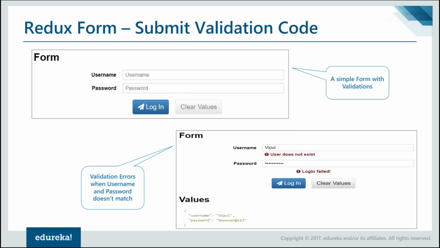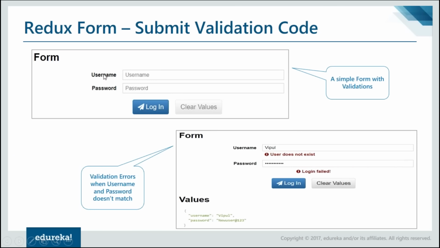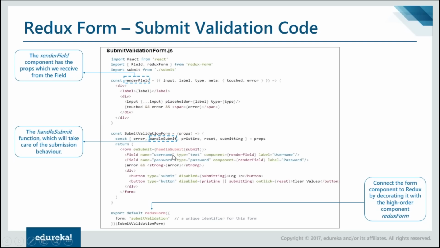So this is the output of this particular code example. This is the form which I created, having a username and password. As you can see, I'm creating two fields over here. In this field, name equal to username, type equal to text, component equal to renderField, label equal to username. So I have two labels, username and password, and two fields, username and password, having multiple attributes: name and type. The type is text for one and password for the other, and the component I am passing is the renderField component.